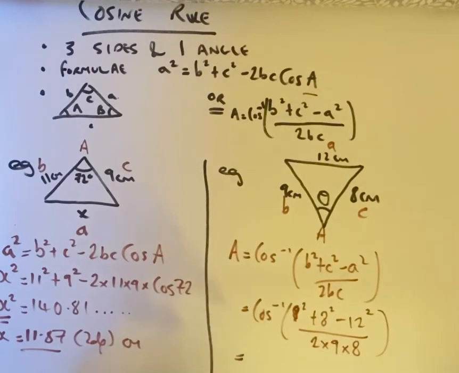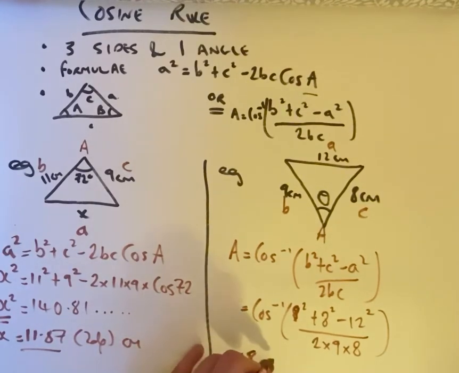And again, calculator skills now. So shift cos to the minus 1, bracket, use the fractions key, 9 squared plus 8 squared minus 12 squared, all divided by 2 times 9 times 8. And just make sure your brackets are consistent. And that gives me an angle very close, ironically, to 90 degrees.